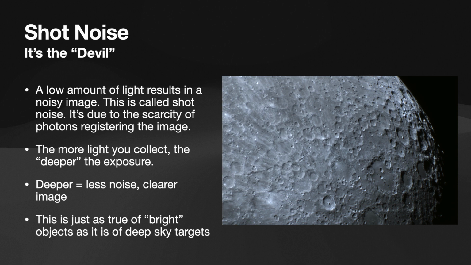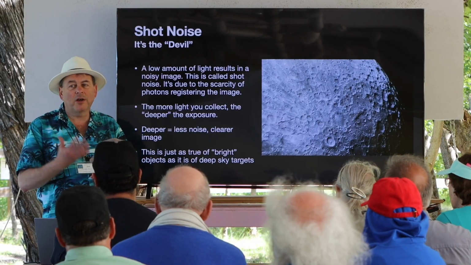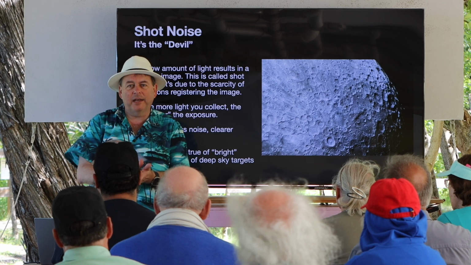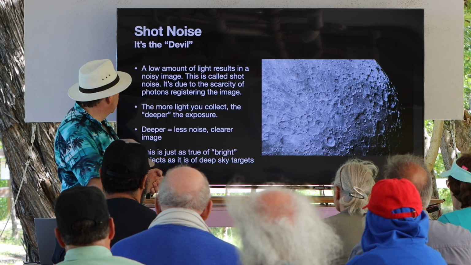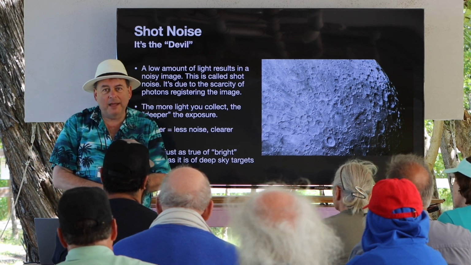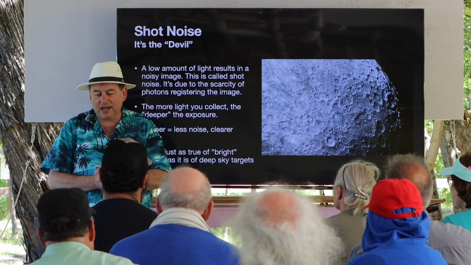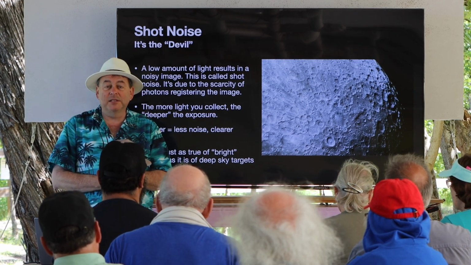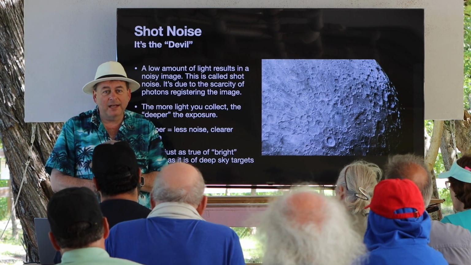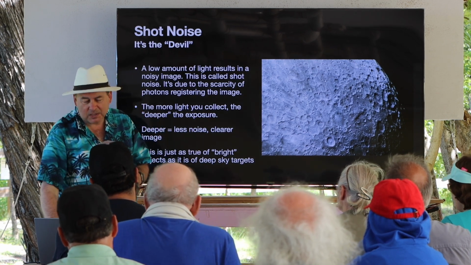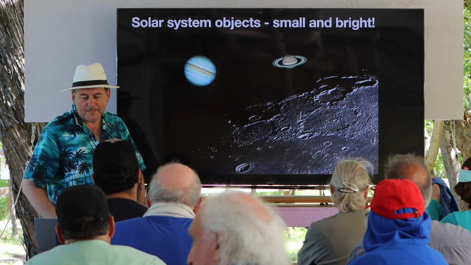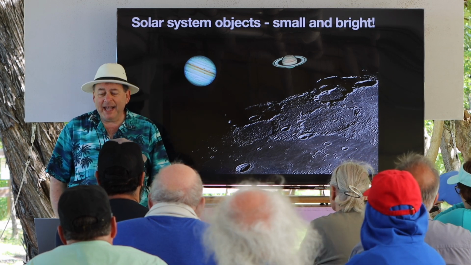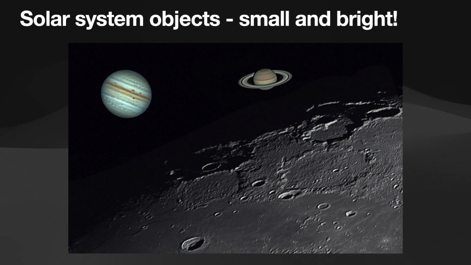It actually has little to do with your camera gain and your offset and all the things people are worried about. The number one cause of this is how much light is landing on your sensor. All those little photons flying through the air, landing on your sensor. So the more light you collect, the deeper the exposure, and of course the clearer and less noisy it is. This is just as true when you're shooting the moon as when you're shooting the planets, or the sun, or trying to take a hydrogen alpha exposure of some faint nebula somewhere.